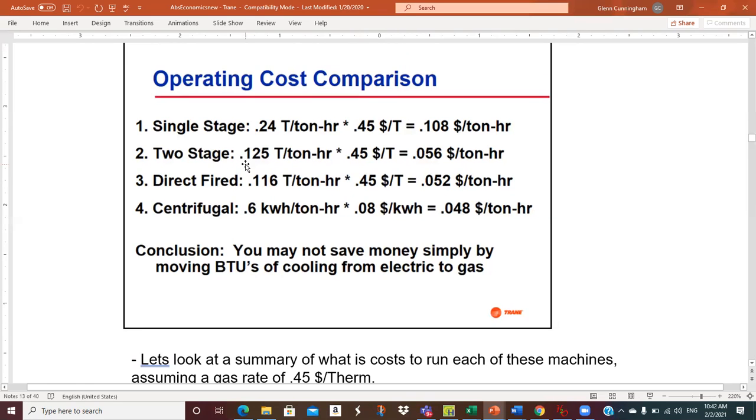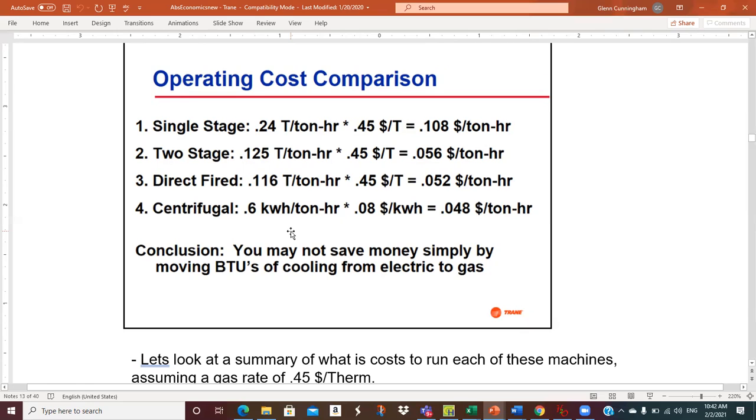Okay, at any rate. So then for the two stage, we're at 0.125 therms per ton hour. So that's 0.056, and direct fired is 0.116, so that's 0.052. And the centrifugal, now this is kind of interesting because of the COP, so let's calculate the COP.